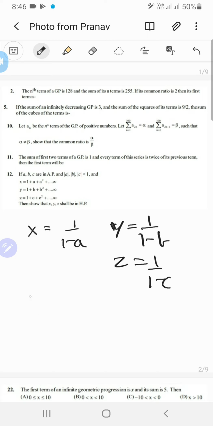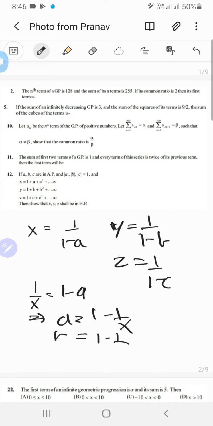So from this we can say that 1 upon x is 1 minus a, so that means that a equals 1 minus 1 upon x. Similarly for everything else, b equals 1 minus 1 upon y, and c equals 1 minus 1 upon z. Okay, so a, b, c are in AP, which means that 1 upon x, 1 upon y, and 1 upon z will also be in AP. That's obvious reasoning, because you just multiply by some common thing.